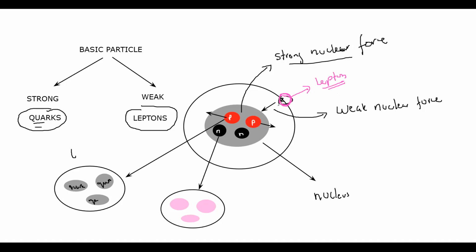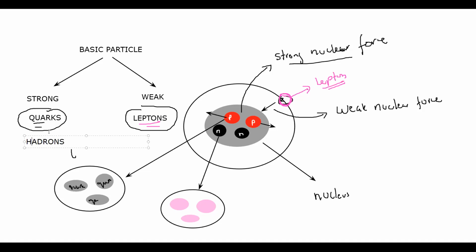Why is the electron a lepton? You can see the particles which experience the weak nuclear force, we call them leptons. The particles which experience the strong nuclear force, we call them quarks. A quark is a very small particle. When a combination of quarks is there, we use a specific term, we call them hadrons.